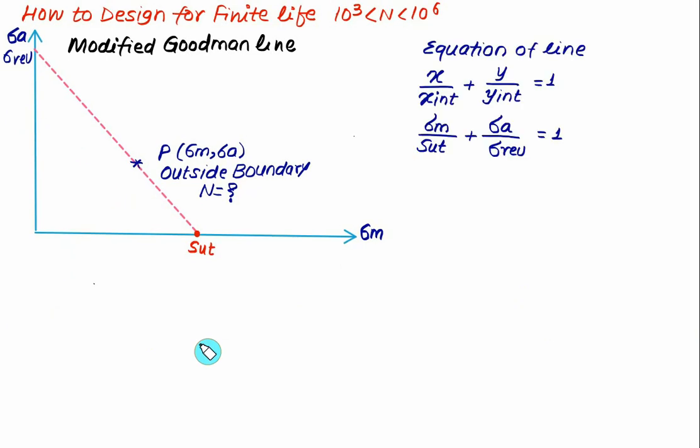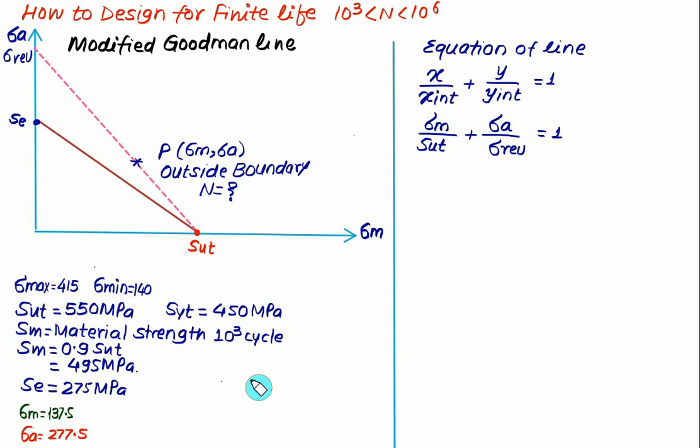To find the value of reverse stress, again we'll use the same equation that we used for the modified Goodman line. This line has an x-intercept equal to SUT and a y-intercept equal to the reverse stress. So x upon x-intercept plus y upon y-intercept is the equation of the line. Using this we can find the value of reverse stress. Here x upon x-intercept is sigma mean upon SUT, and y upon y-intercept is sigma amplitude upon sigma reversible. The sigma mean value we already know.